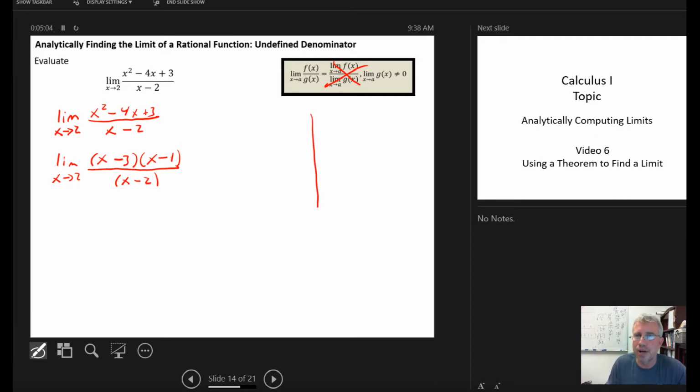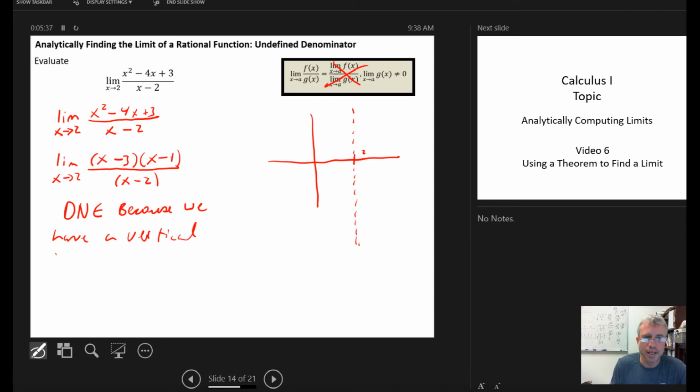So that tells us when we graph this function, we're actually going to get at 2 a vertical asymptote. The rational function will be undefined, and it will be going to plus or minus infinity. It'll be sweeping up along its vertical asymptote. So this is going to tell us that the limit is not going to exist. So the limit does not exist, and that's because we have a vertical asymptote at x equals 2.